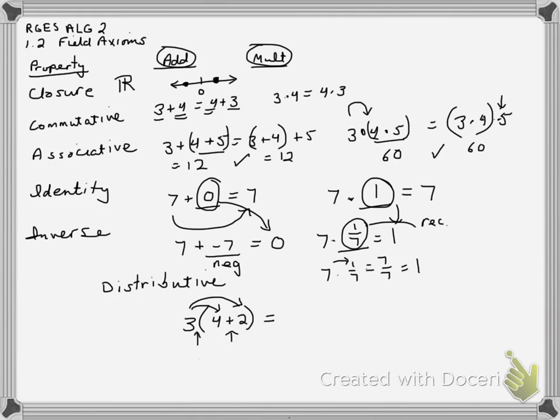For instance, that would be 3 times 4 plus 3 times 2. Does that work? Well, on the left-hand side, we would have 3 times 6, which is 18. On the right-hand side, I would have 12 plus 6, which is 18. And yes, it's the same on the left and the right.